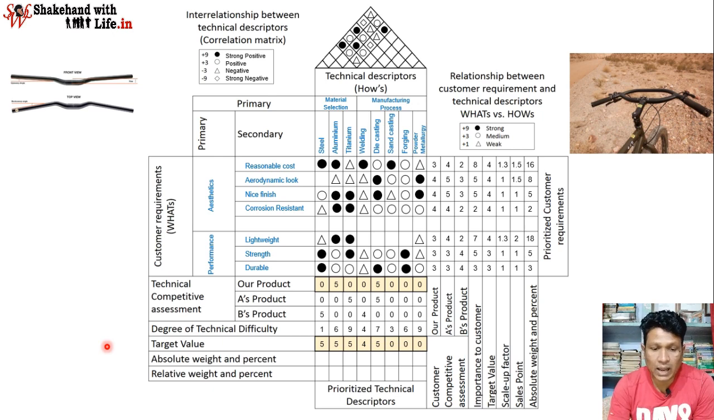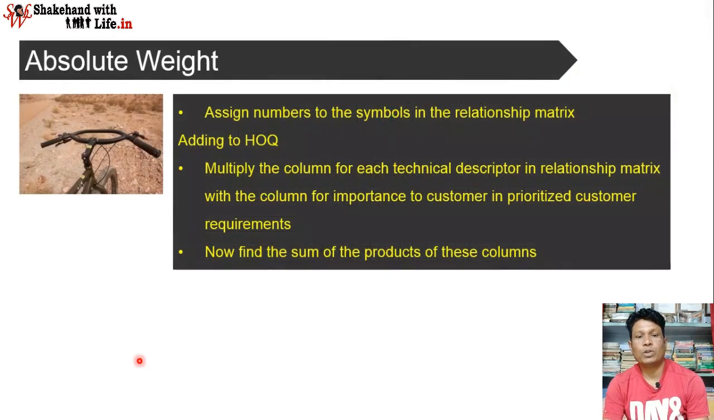Now we calculate the absolute weight for each technical descriptor. So here we have the absolute weight. Okay, so what is absolute weight? To calculate the absolute weight, we first need to assign numbers to the symbols in the relationship matrix. We already created the relationship matrix in the central hall using symbols. Now we replace the symbols with numerals.